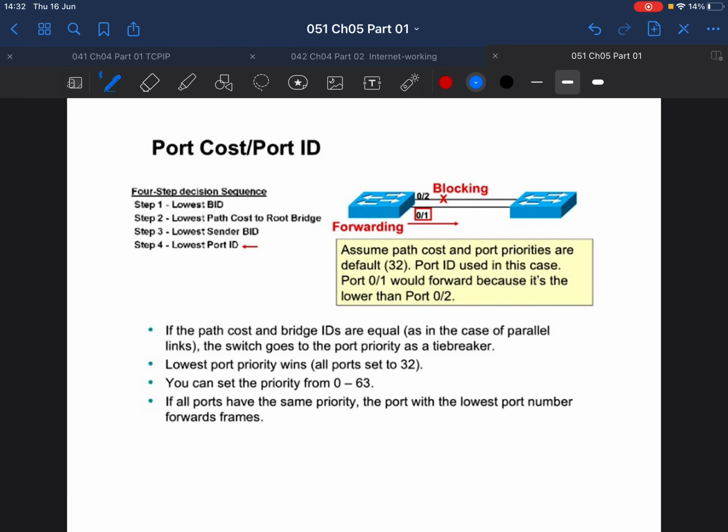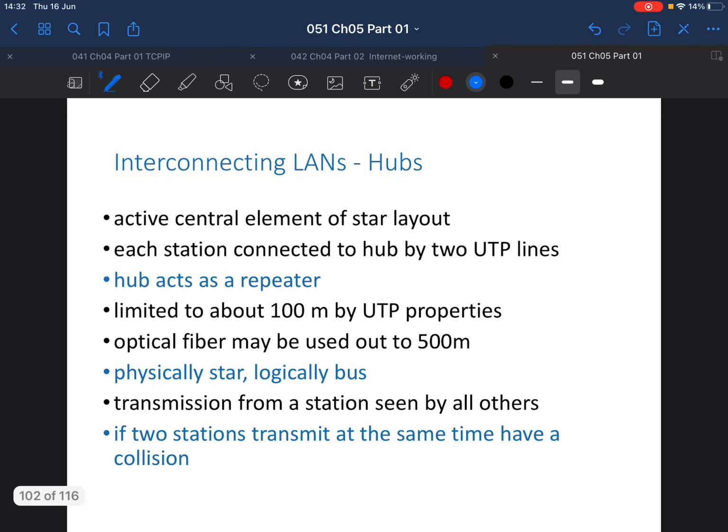Okay, you can read this. Interconnecting LANs and hubs. The hub is the active central element of a star layout, the star topology. Each station is connected to the hub by two UTP lines. So the hub acts as a repeater. It is limited to about 100 meters by UTP properties. Optical fiber may be used out to 500 meters.